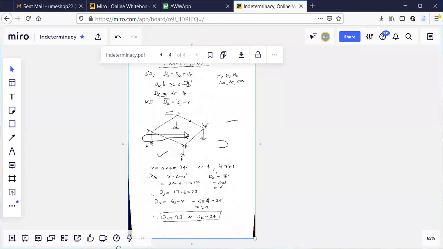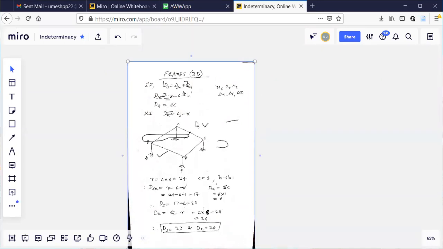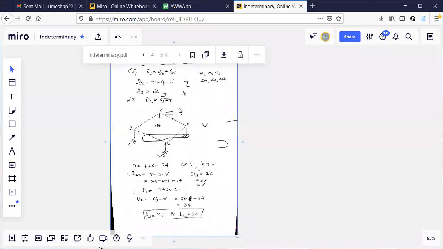3D frames. I think the 3D frames formula is slightly different. I'll show you why it is different, where changes are to be made. You will come across this problem also. A simple 3D frame will be given; it's also called a space frame. Two names are like this: space frame and plane frame. Whatever I have done till now is plane frame or 2D frame.